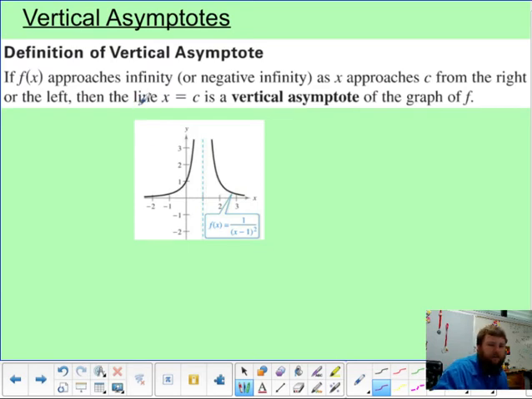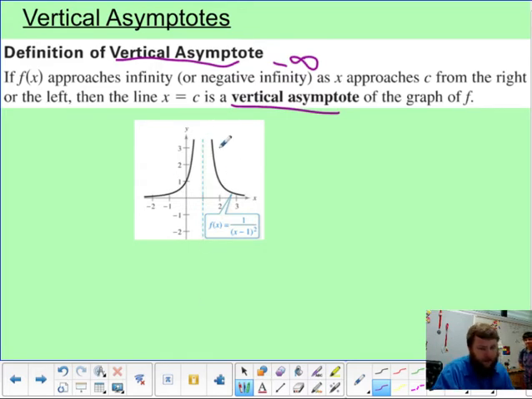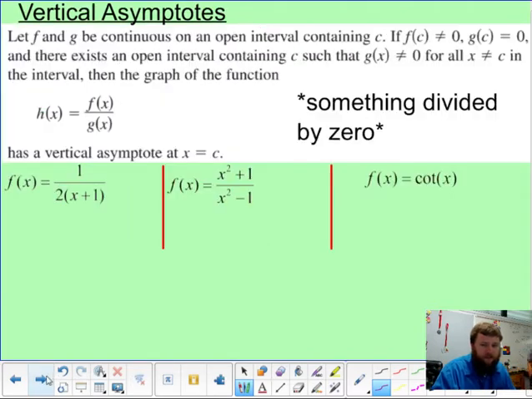Now vertical asymptotes. So going back a little bit to rational functions. The official definition of a vertical asymptote: if f of x approaches infinity or negative infinity as x approaches c from the right or left, then the line, this dotted line, is a vertical asymptote. So that means you're approaching positive or negative infinity, and the graph never hits that. So that's the official definition.